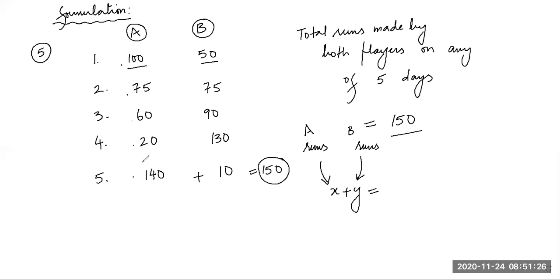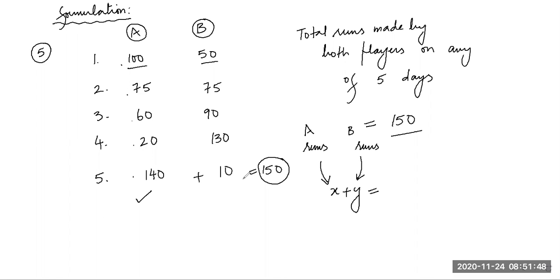They are not constant. The runs made by A are changing. On the first day, he had a very good day, 100, 75, came down, 20. On the fifth day, he had a very good day, 140 runs. Player B also is not making a constant number of runs on every day.